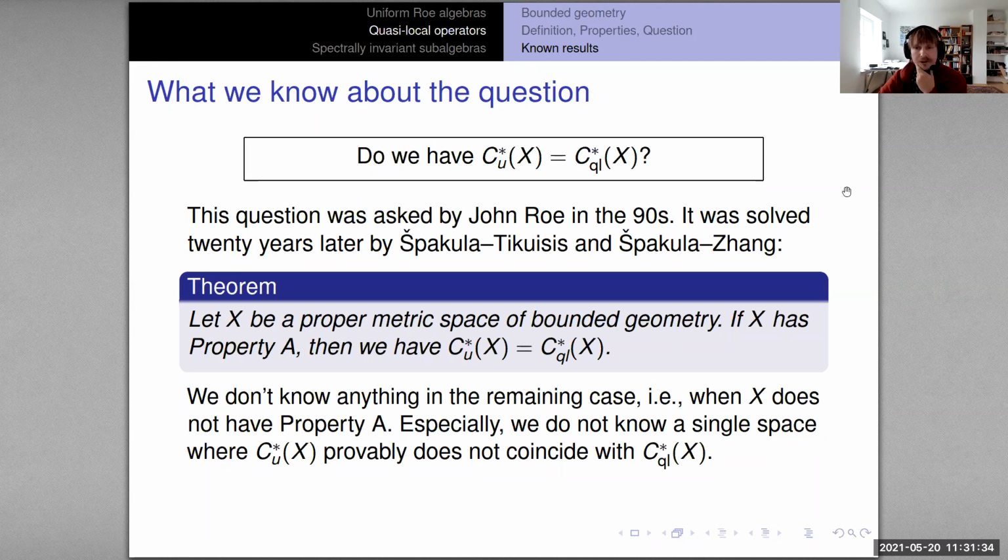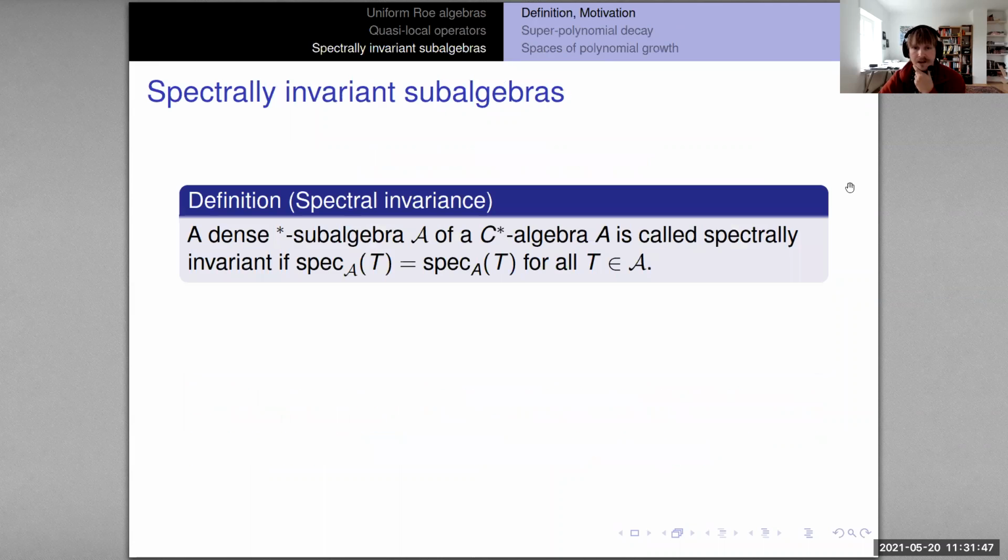Okay, so then let me get to the second question for my talk, namely, what can we say about the resolvents of finite propagation operators? And so the basic definition that I need here is of a spectrally invariant subalgebra.